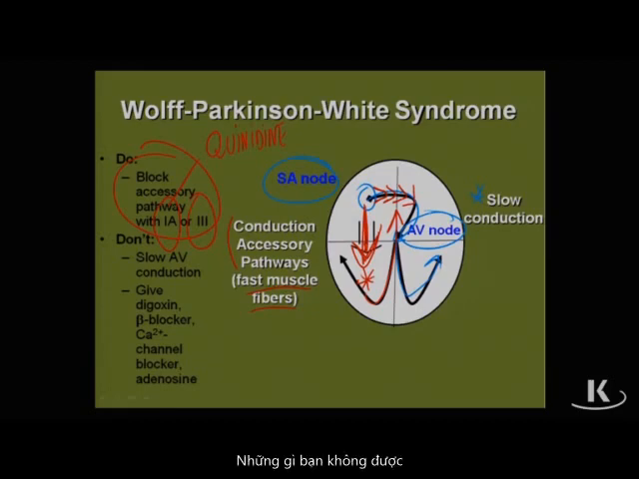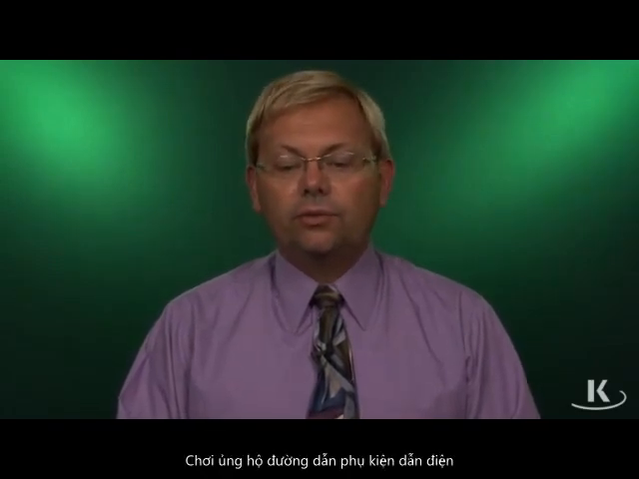What you must not do is slow AV nodal conduction. And a point to remember is that classically, this is what we normally do for people with SVTs. So here you have an SVT for which it is not indicated to slow AV nodal conduction. This means do not give digoxin, beta blockers, calcium channel blockers, and adenosine. Simply, it would actually favor the conduction accessory pathway. Use drugs that work in muscle.